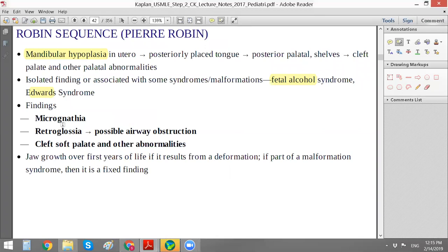Findings are micrognathia and then retroglossia, possible airway obstruction because of the posteriorly placed tongue. Then we have cleft soft palate and other abnormalities. Jaw growth over first years of life if it results from a deformation. If part of a malformation syndrome, then it is a fixed finding.